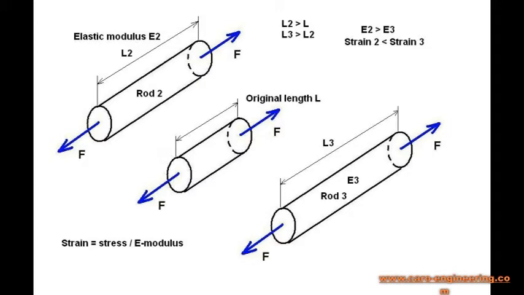If you pull on a piece of steel rod, it will deform or stretch less than a rubber rod. The stress in both rods is the same because both will have the same cross-section and the forces are the same. What is different is the strain or elongation. The strain is the stress divided by the elastic modulus. So for the same force, the higher the E modulus is, the lower is the strain.